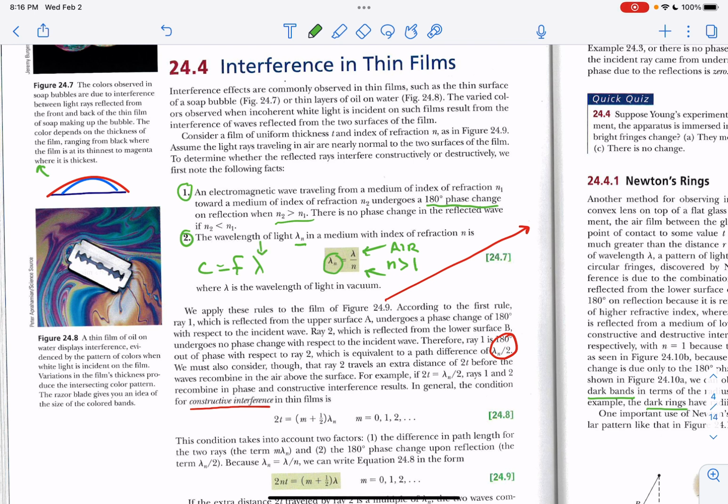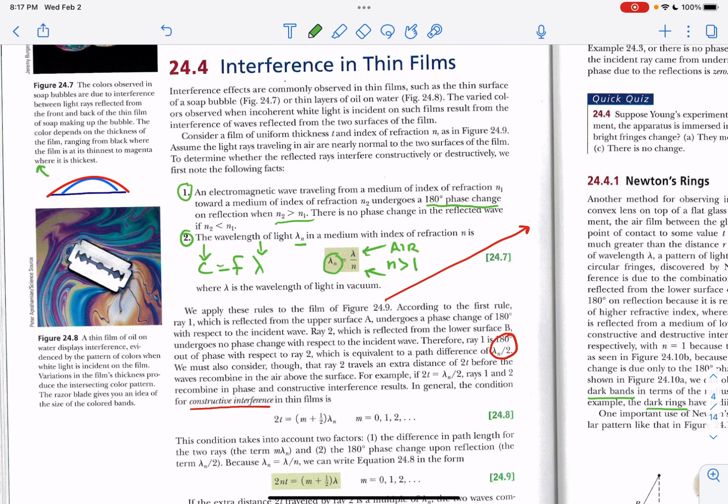The wavelength in the material with a higher index of refraction is going to go down. If the frequency doesn't change, that means the speed of light also has to go down because they're proportional. In other words, the speed of light is going to decrease when it enters the medium of greater density.